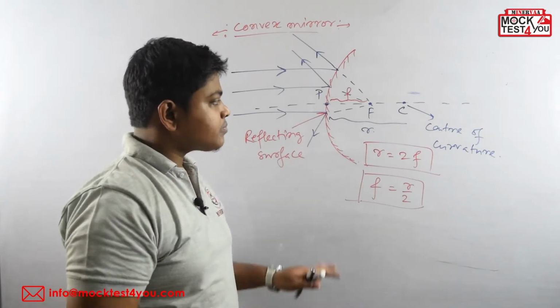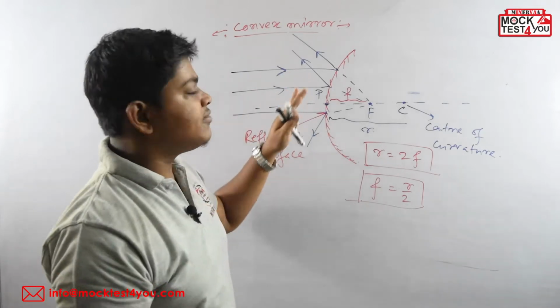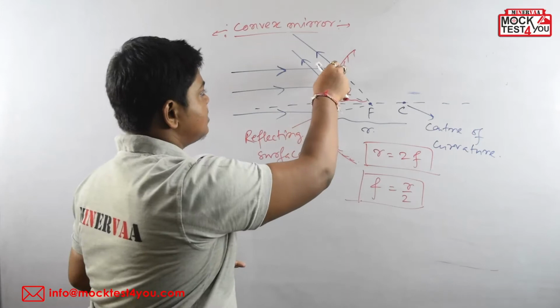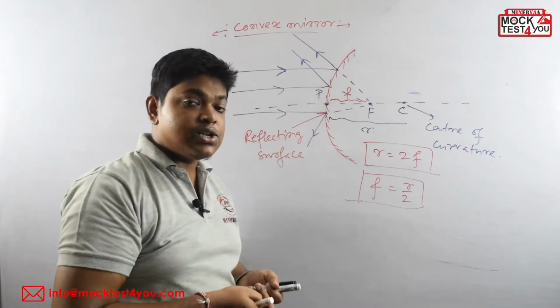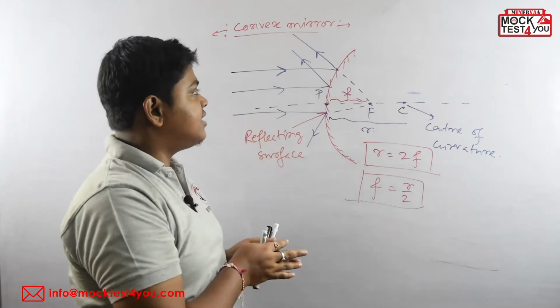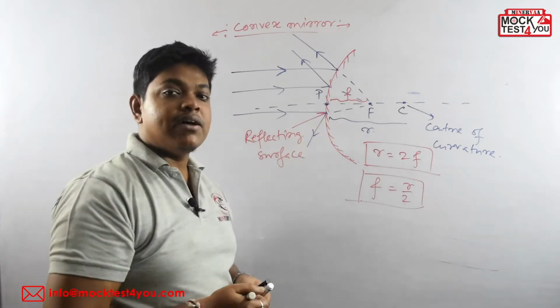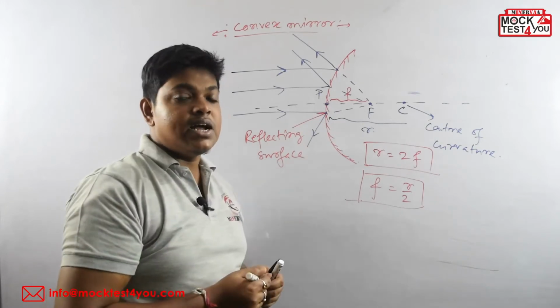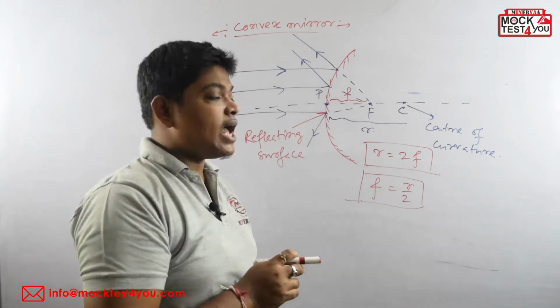Now, when the parallel beam of light comes to the reflecting surface and is reflected like that, the rays do not meet at any point, so after reflection they diverge. That's why the mirror is called a diverging mirror. The convex mirror is the diverging mirror. We will analyze the case of the concave mirror as well.